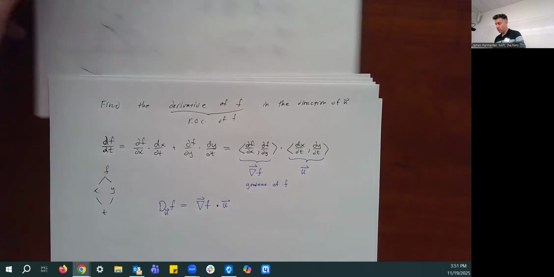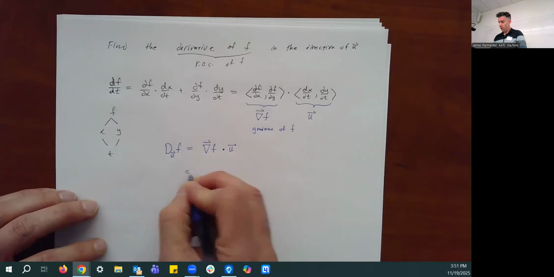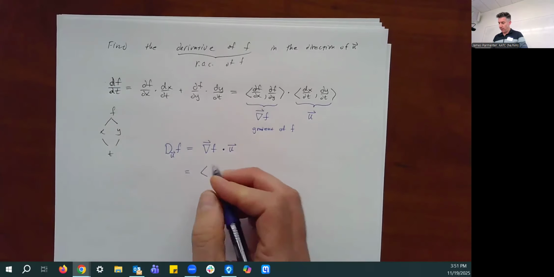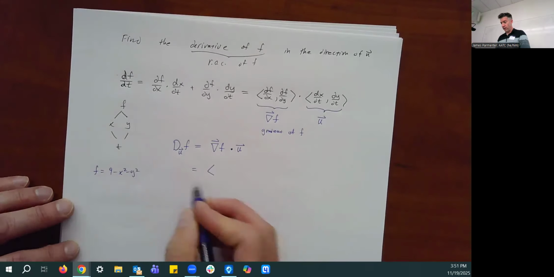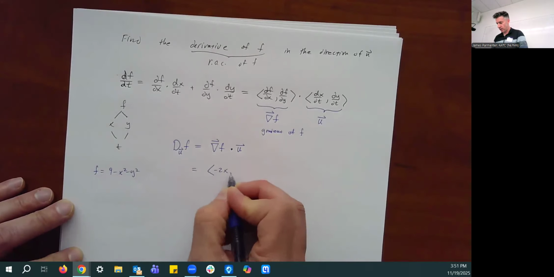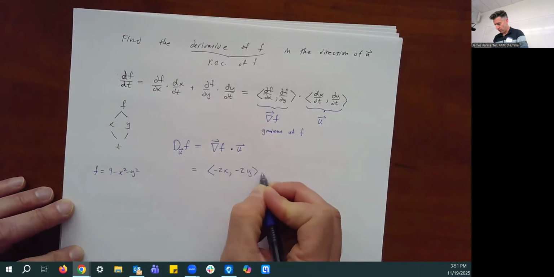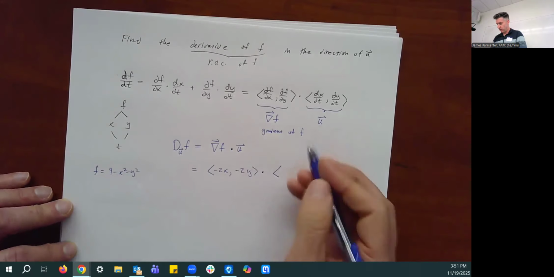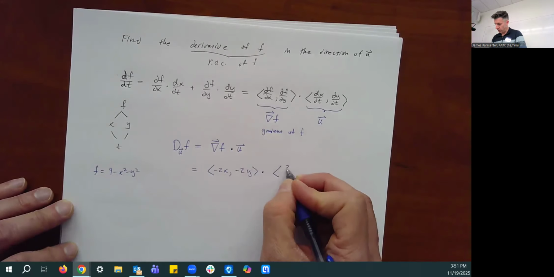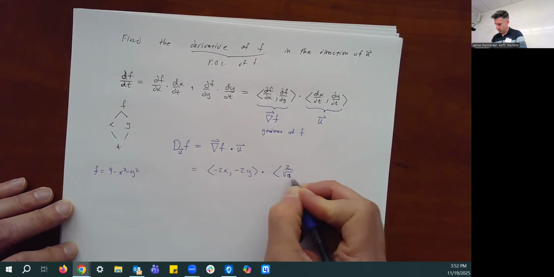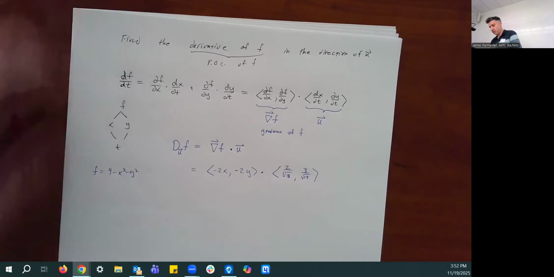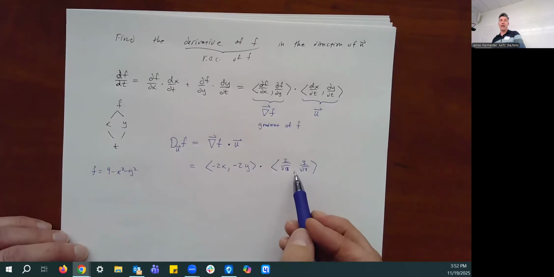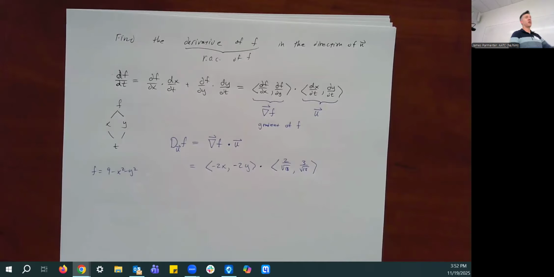So in this example, if we look at our function f, it's been a minute, f is the function 9 minus x squared minus y squared. So our gradient of f is negative 2x comma negative 2y. We're going to dot that with our vector u, which is 2 over root 13 comma 3 over root 13. Now, this would be the directional derivative in this direction at any point on the surface. But we are specifically interested in the point 1, comma 2, comma 4.